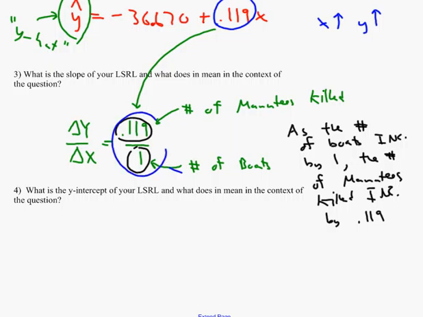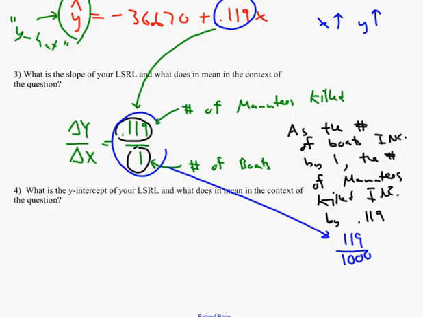Okay? If you want, you could get a bigger denominator for this fraction. We take this fraction and we re-express it. We could write it as 119 over 1,000. We get that by multiplying the top and bottom by 1,000. So we could say it this way: for every additional 1,000 boats that get registered, we can expect about 119 more manatees to be killed by those boats.